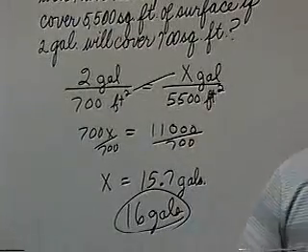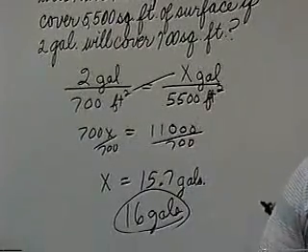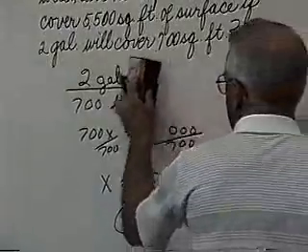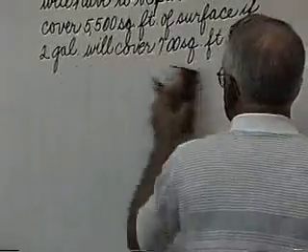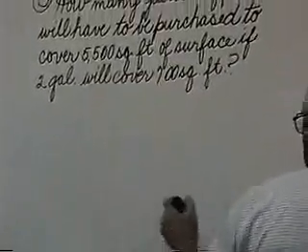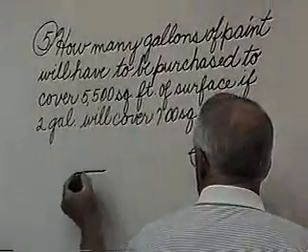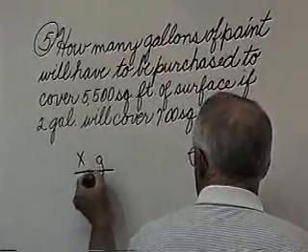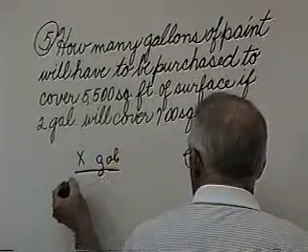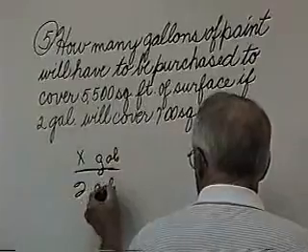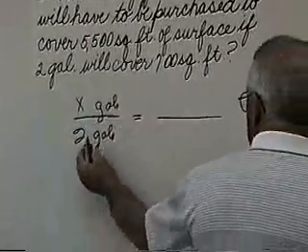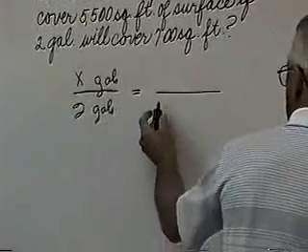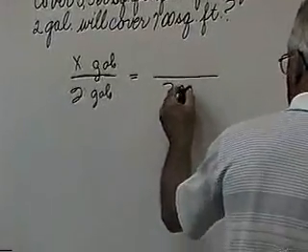All right, now let's look at another way of doing this in terms of getting same words to same words. I could, in this problem, come back and say, well, I want the same words to same words. Then it says, how many gallons to the 2 gallons that I have will cover, all right, now wait a minute. The 2 gallons covers what? 700 square feet.